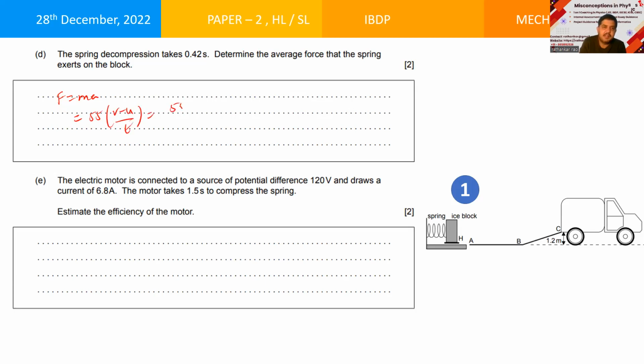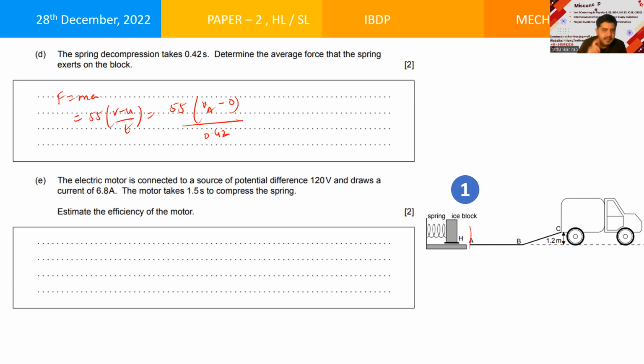Now this could be written as 55 into, what is the velocity? Velocity at this point, the moment it leaves the spring, right? That's where you need to calculate the force. So velocity at this point is nothing but VA. And what was the initial velocity? The ice compressed the spring completely and then it left. Okay, which means the initial velocity is 0, divided by time taken. What is time taken? 0.42 seconds.